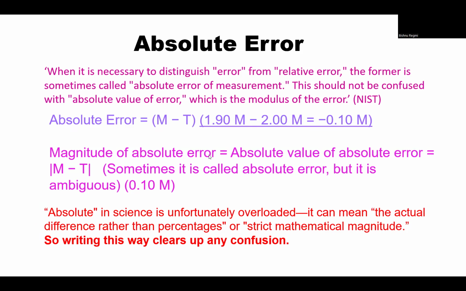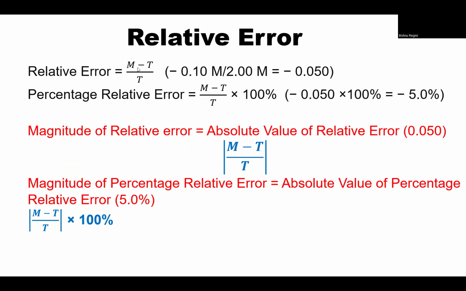Next, let me talk about the relative error. So relative error is error, M minus T, divided by the true value of the quantity. So in our previous slide, we saw error equals minus 0.10 m. So the relative error will be this error divided by 2.00 m, that is the true value, and we get minus 0.050.